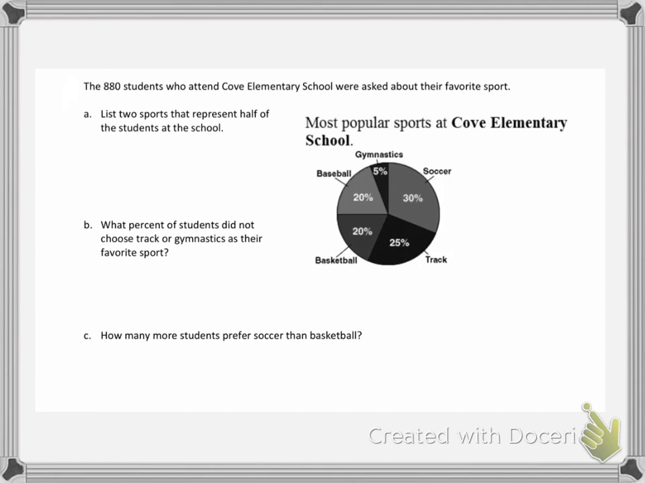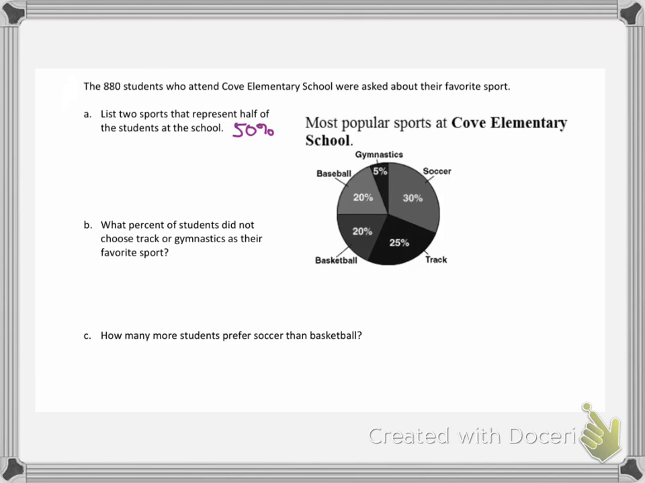All right, so we got another circle graph here. In the second example, there are 880 students who attended Cove Elementary School. They were asked about their favorite sport. Part A asks to list 2 sports that represent half of the students in the school. Well, if I want half of the students represented, I want 50%.